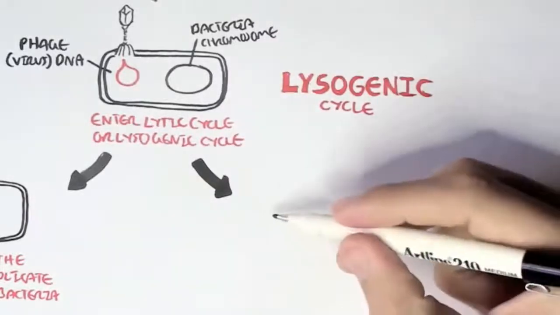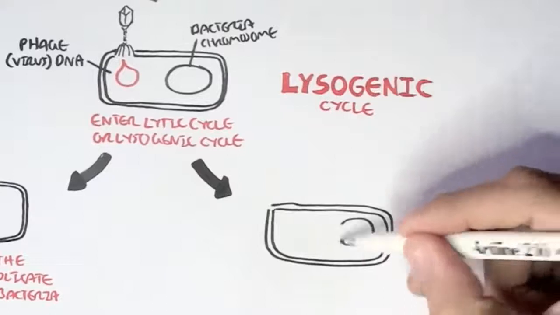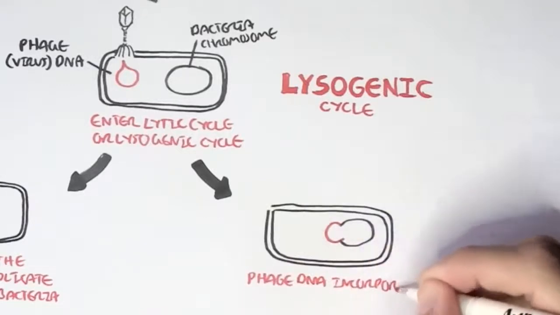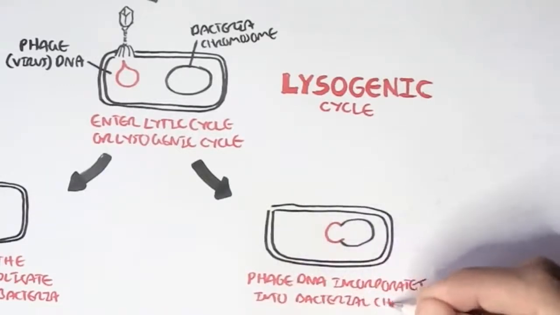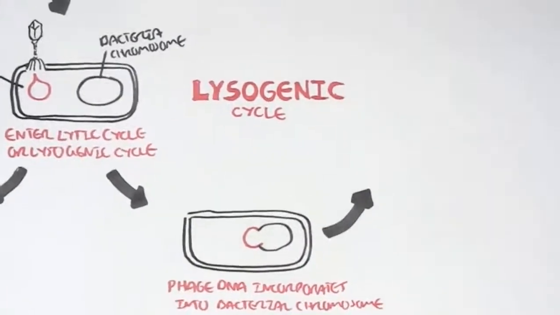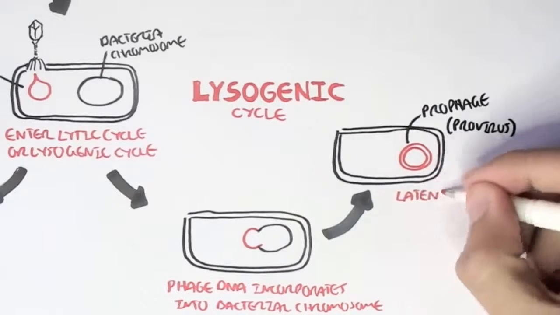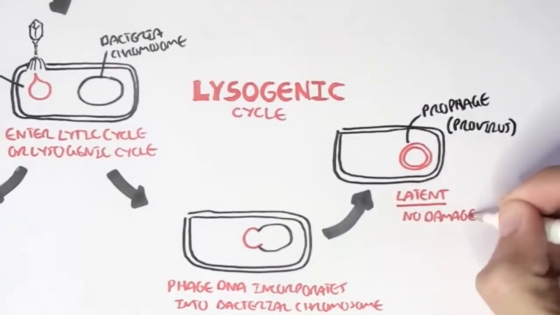Let's have a look. Following the insertion of the phage DNA inside the bacteria, the phage DNA can actually incorporate itself into the bacterial DNA, the bacterial chromosome, creating what's called a prophage or provirus. Now, what would this mean? In this case, the bacteriophage, the virus, is latent. The viral infection is latent and does not cause the synthesis of new phage DNA and proteins, or cause the bacteria to lyse. So basically, this viral infection is latent, meaning that it will cause no damage.